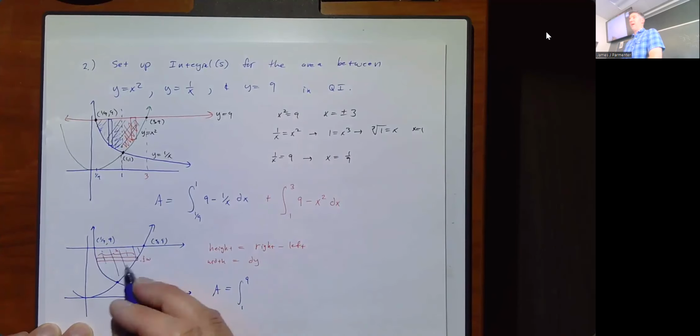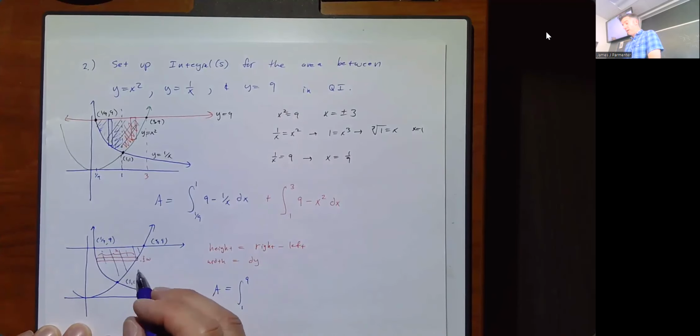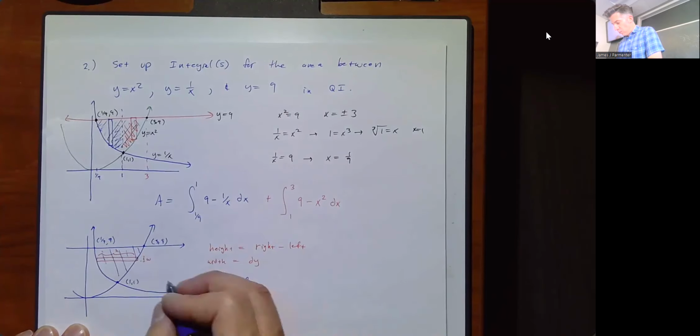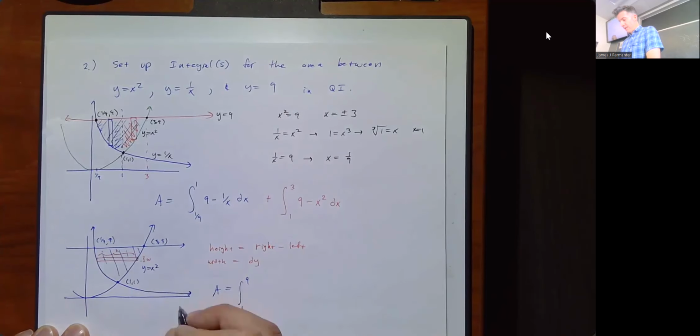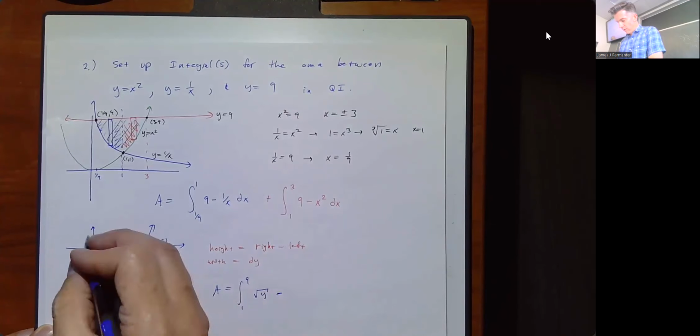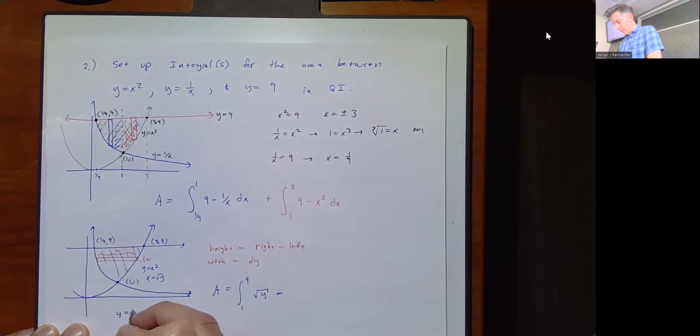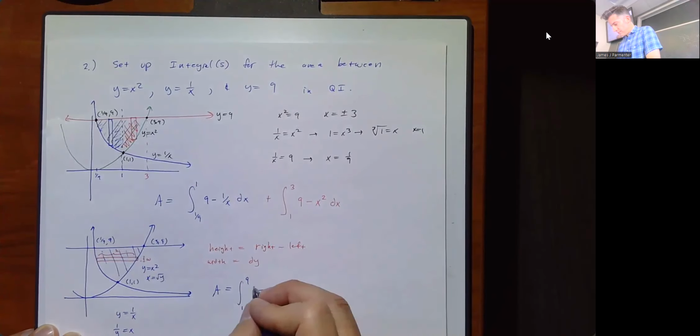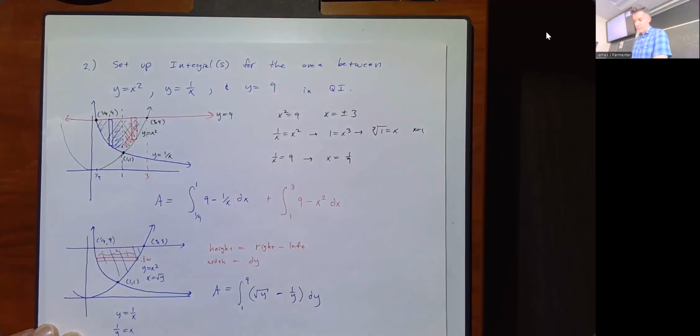But to do the right minus the left, I have to do things now in terms of y. So instead of this being y equals x squared, it's going to be x equal to the square root of y. Instead of y equal to 1 over x, if I solve for x, you're going to get 1 over y equal to x. That is a different way of writing an integral to calculate the same area.